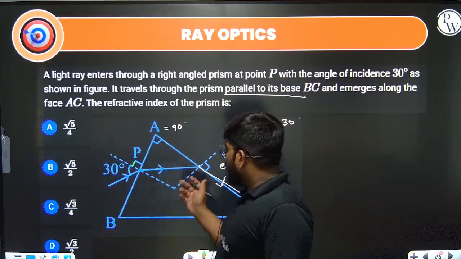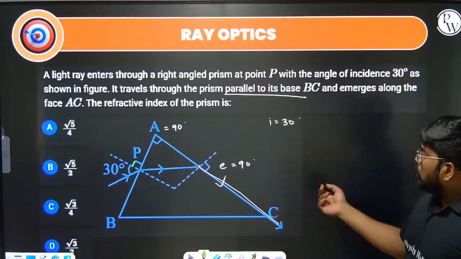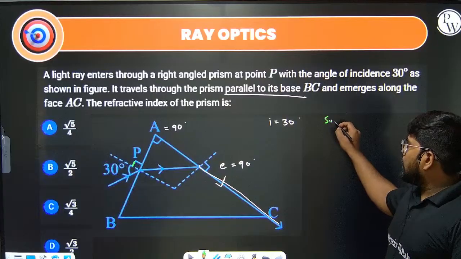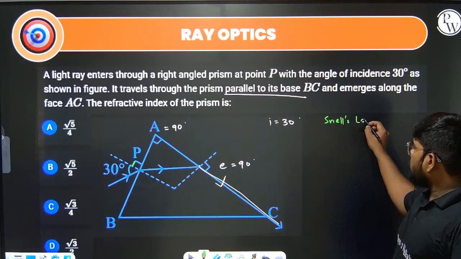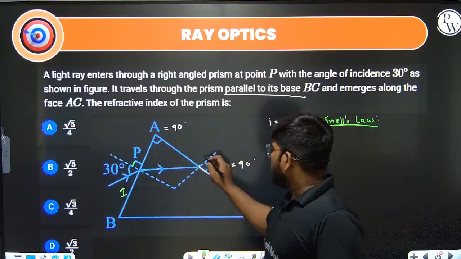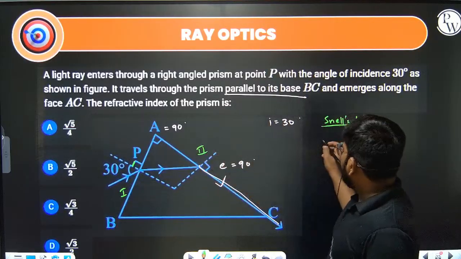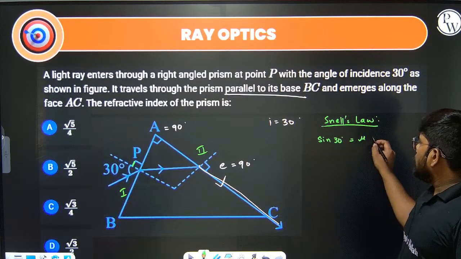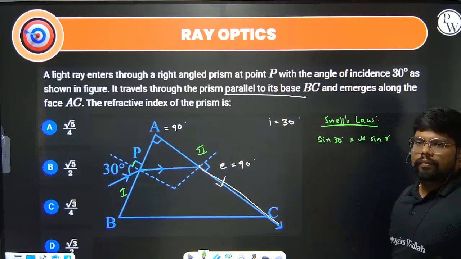Okay. So we have two unknowns. We need to find them one by one, step by step. First, Snell's law, because there are two refractions. First refraction here, second refraction here. For the first refraction, we can write sin 30 equals mu sin r1.